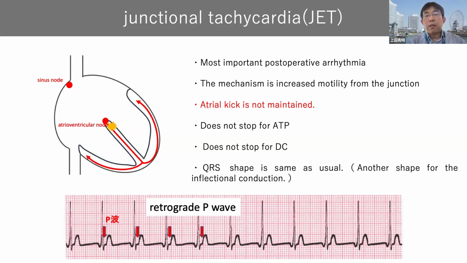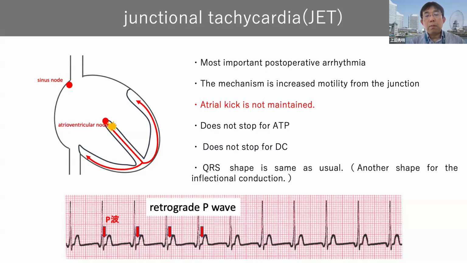The mechanism is increased automaticity from the junction, and this kind of tachycardia is very unique because the atrial kick is not maintained, and it does not respond to ATP and does not stop with DC, which means that the usual treatment does not work so well.